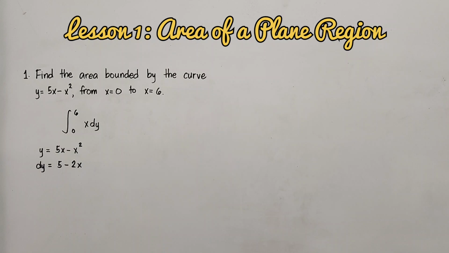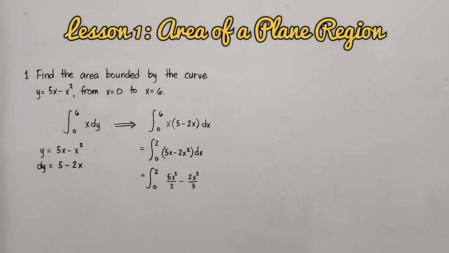From the given, the y function is 5x minus x squared. And to get the derivative of y, or the dy, the derivative is 5 minus 2x. We will use this dy, 5 minus 2x, to substitute the dy in our integrand. We have the integral of x times 5 minus 2x dx from 0 to 6. And multiplying x and 5 minus 2x, we have 5x minus 2x squared dx.